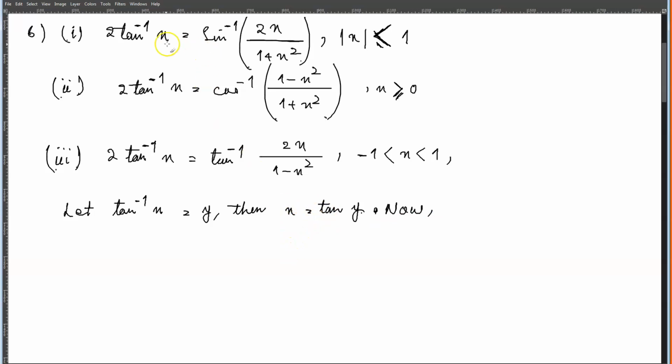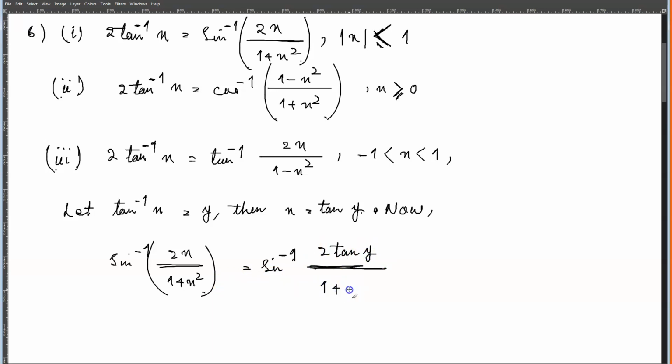Now basically, sine inverse of 2x over 1 plus x squared is equal to sine inverse of, and x is equal to tan y, so that's 2 times tan y over 1 plus tan squared y, which is the same thing as 2 times tan y over 1 plus tan squared, which is basically sine of 2y, because we said over here in the previous videos, I'm not really sure where we were actually. I think it was somewhere over here.